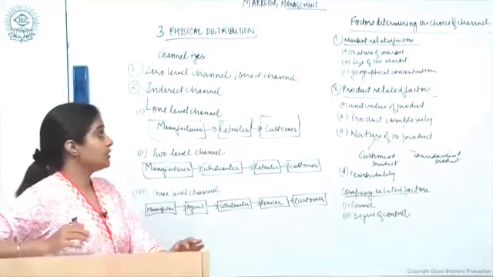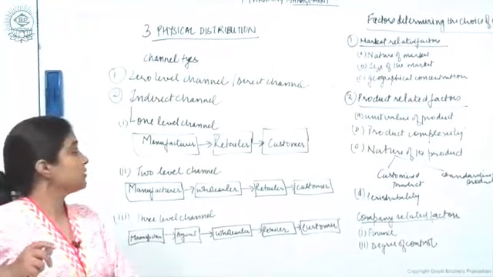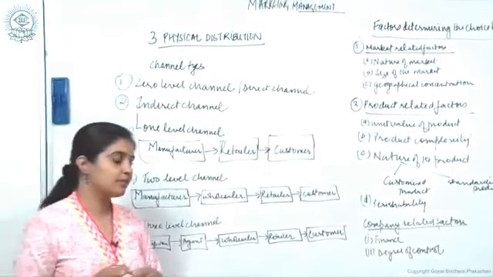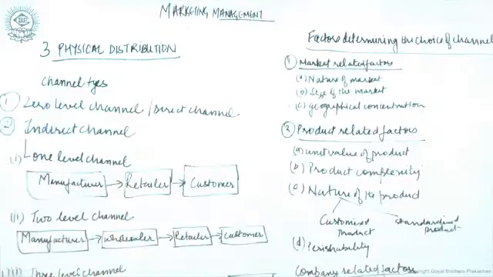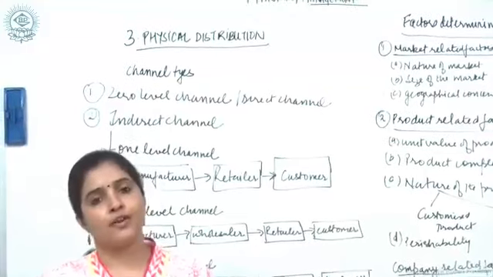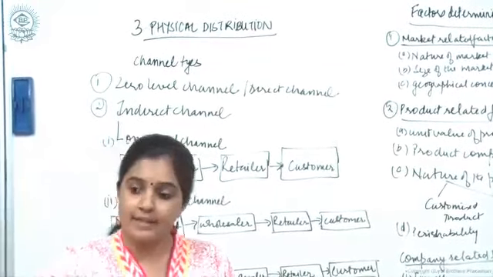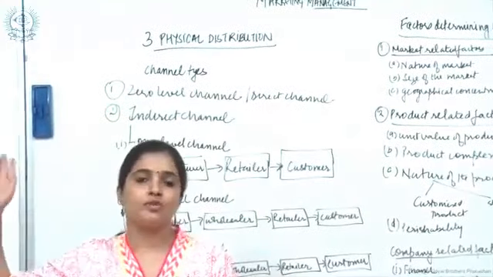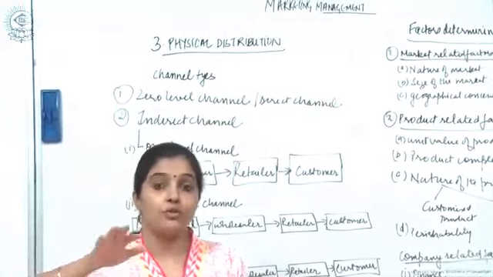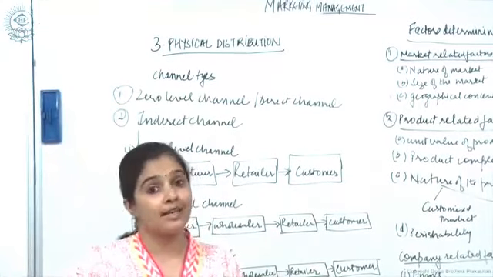Now coming to the third element of the marketing mix, that is physical distribution. As we discussed before, the customers for any product are scattered over a wide geographical area. So it is humanly impossible for the manufacturer to go up to each and every customer and sell his product. That is where the distribution channels come into the picture.